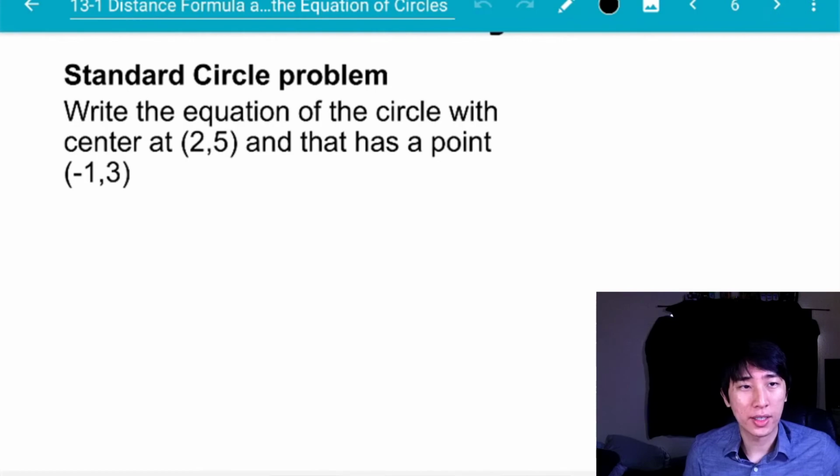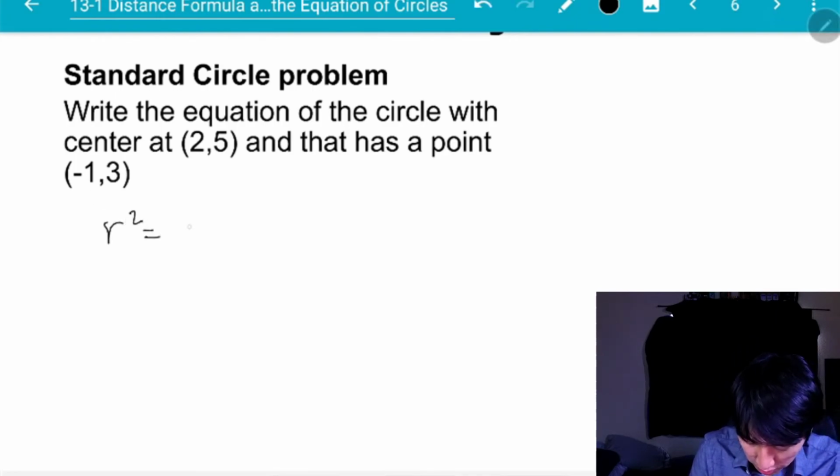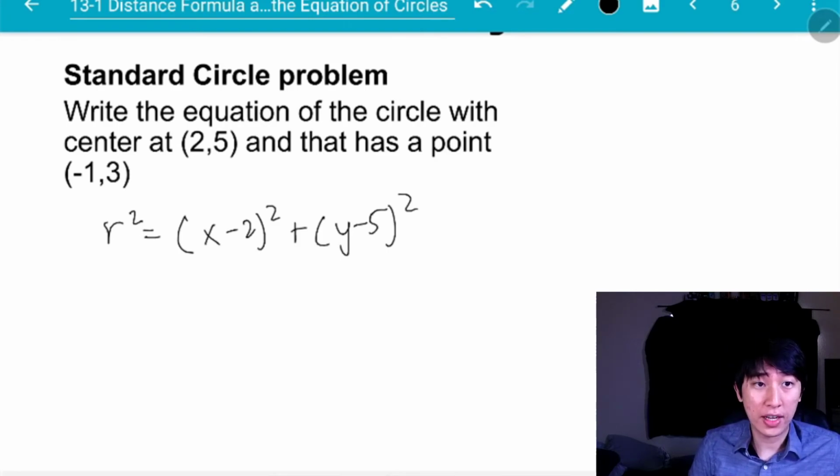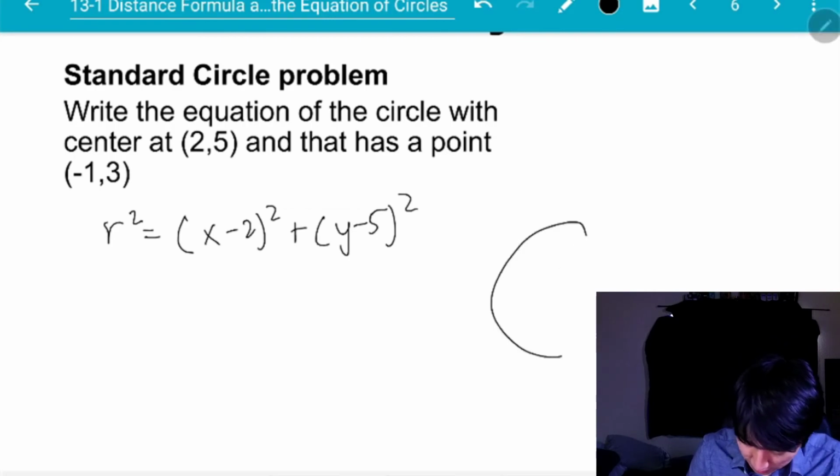Next, when you're writing the equation of a circle with a center at this point and has the point negative 1 comma 3, this is hiding the fact that I'm giving you what the radius is. You know where your center is, so it's going to be radius squared equals (x minus 2) squared plus (y minus 5) squared. This is how you find your center. Now you need to find your radius. Now the way you find your radius is you have your center here and you have this point here. This distance is your radius.